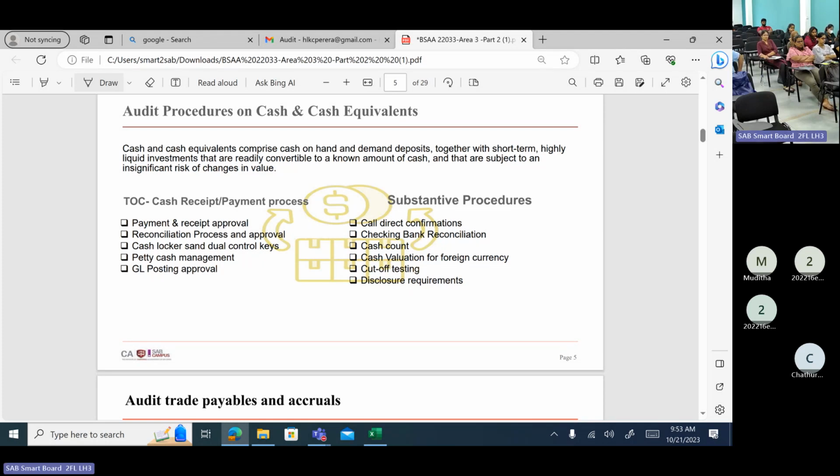So then the payment and receipt related controls. You may have approval, approval of sequence order, system approval limits, and then you can check the reconciliation process.